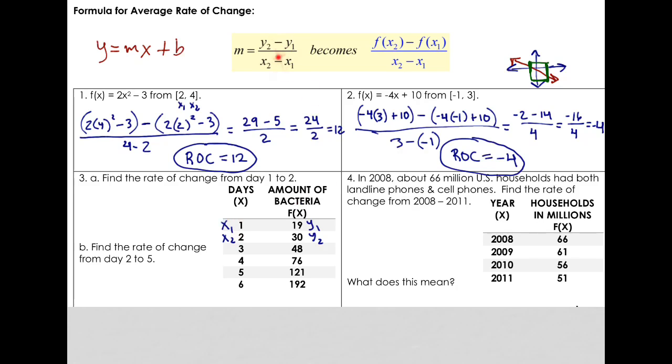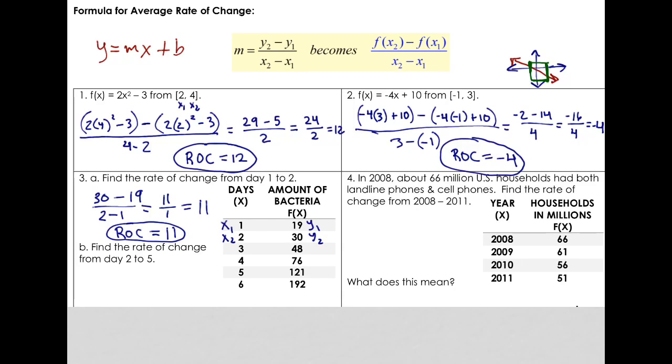So now, really, we just plug it into the formula for slope. And so we're looking at our y2, which is 30, minus our y1, which is 19, over our x2, that's 2, minus 1. That turns into 11 on the top, over 1, and that turns into an 11. So the rate of change between days 1 and 2 is 11.